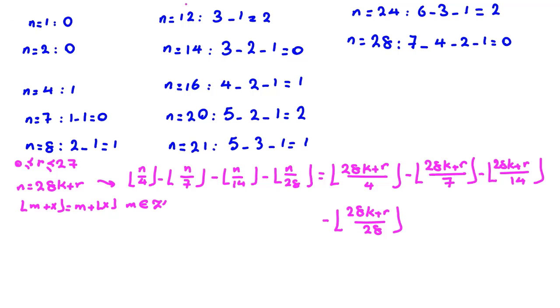And if you calculate this part, 28k over 4 is 7k. It is an integer, so we take it outside: 7k plus floor of r over 4. This one over 7 will be 4k.